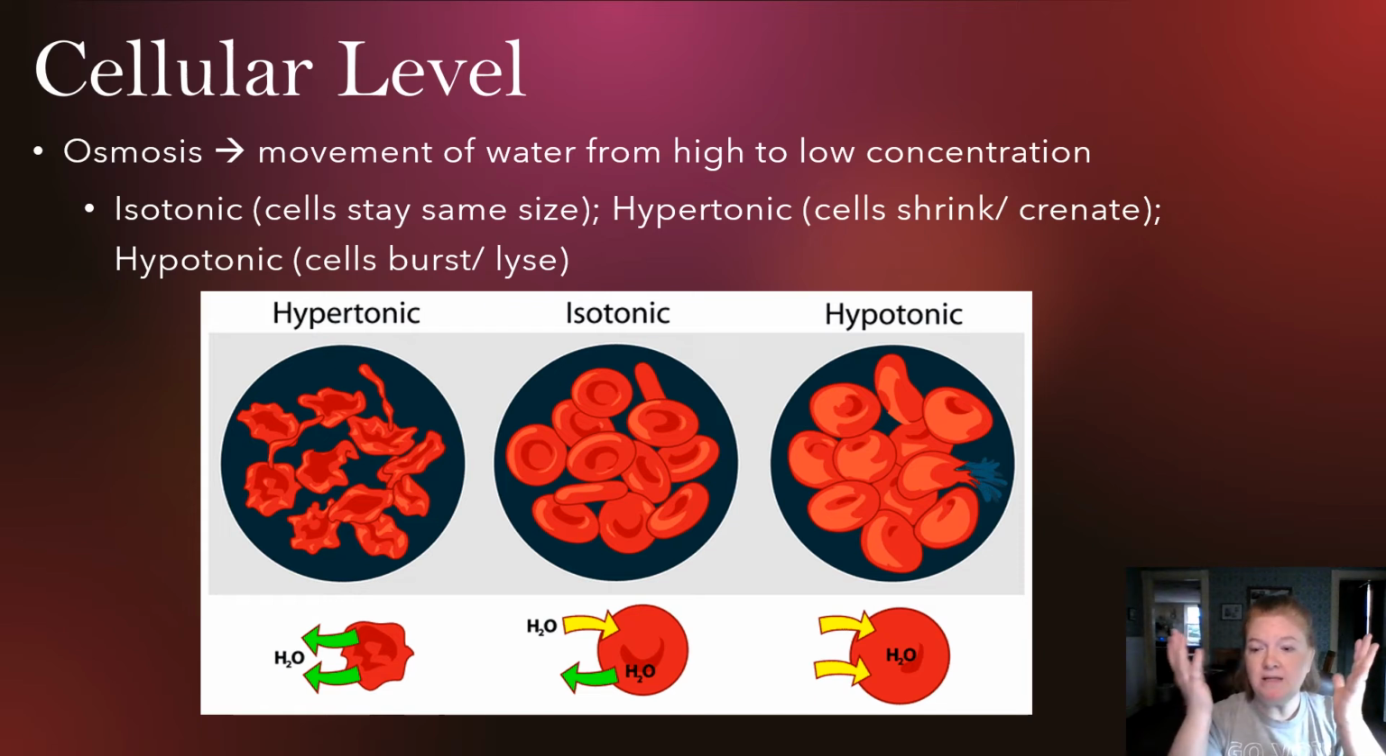And then if we put cells in hypotonic, which means it's more like distilled water, there's less stuff outside, the cells are going to take in more water. So there's too much water coming in. The cells are going to burst potentially, and that's called lyse.